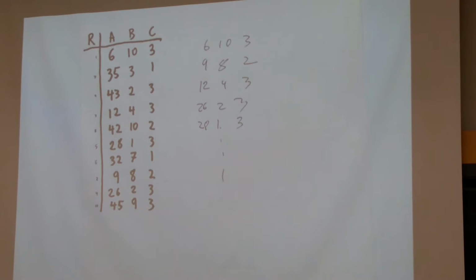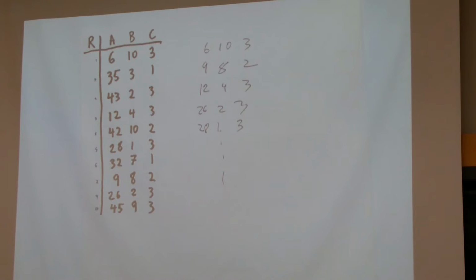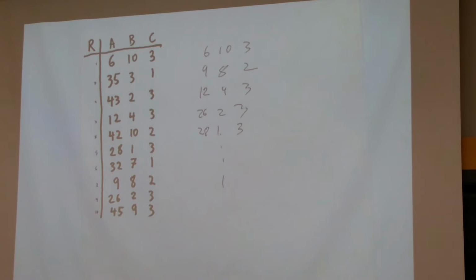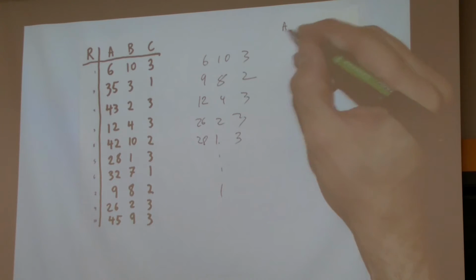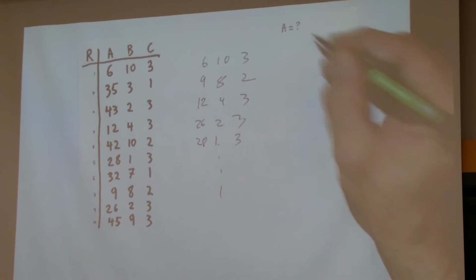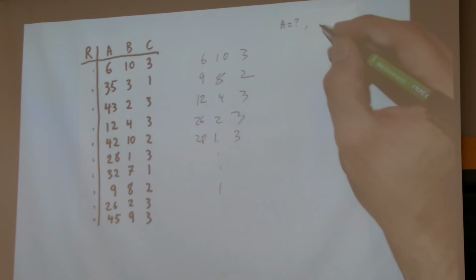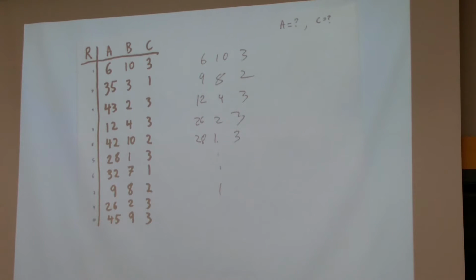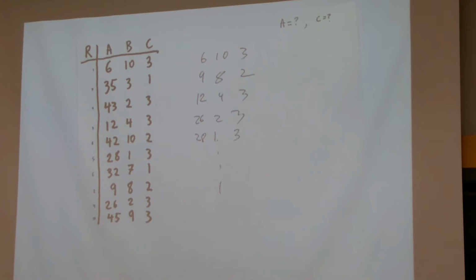Now, what happens if I want to be able to answer two types of queries? One where A is equal to some number, and I also want to be able to answer queries of the form C is equal to some number. So two independent types of queries. Select star from R where A is equal to some number, and select star from R where C is equal to some number. What are my options?